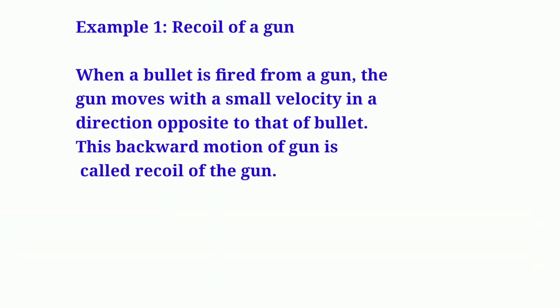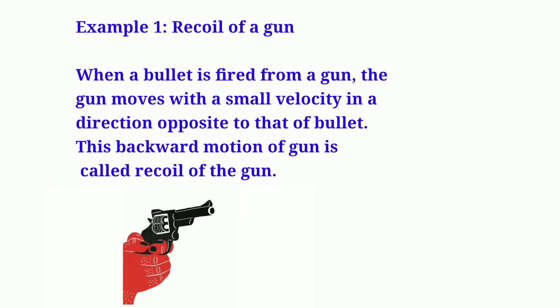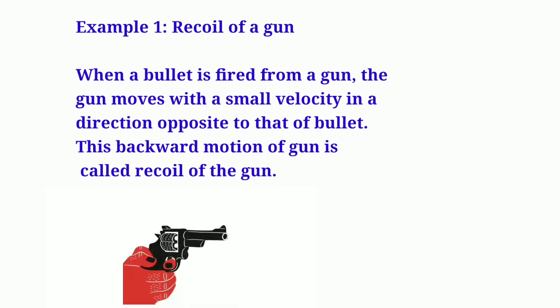Example 1. Recoil of a gun. So what is recoil of a gun? You might have seen in some movies when a shooter fires a bullet from his gun at a target. After firing the bullet, the shooter feels a backward jerk from his gun. This backward jerk or backward motion of the gun after firing is called the recoil of a gun.